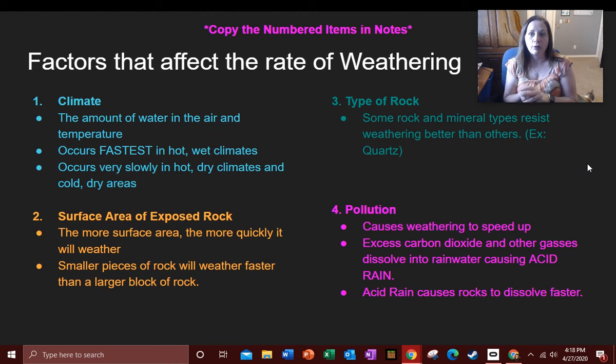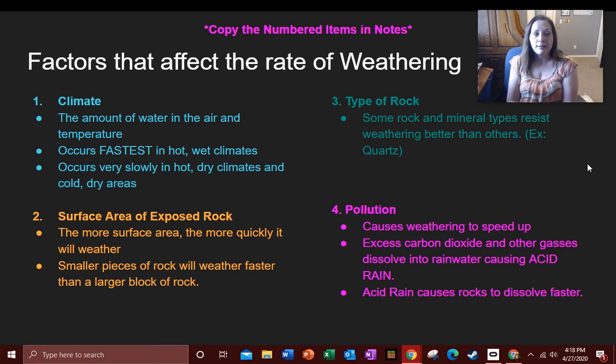We know the amount of water in the air is humidity, right? And then temperature also affects how fast things weather. Weathering actually occurs fastest in hot, wet climates. So we would be a hot, dry climate, right? But if you're in a hot, wet climate, that's where weathering happens the quickest. It occurs very slowly in places like where we are, hot, dry climates, and also cold, dry climates.